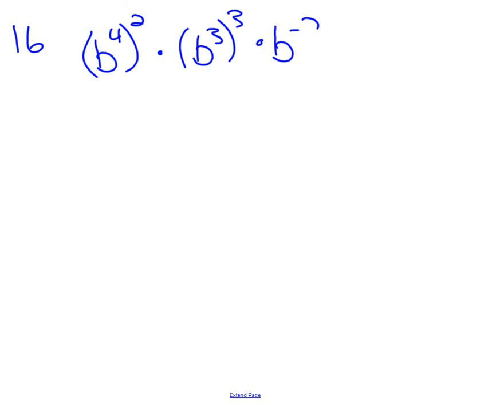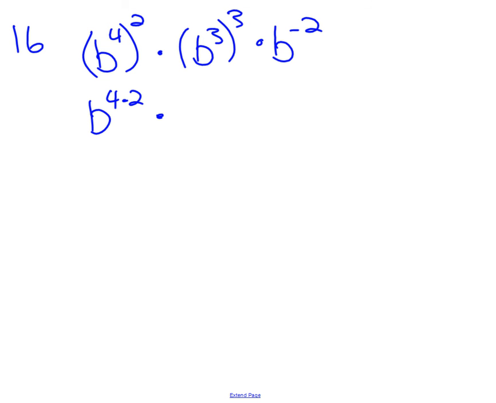So we have the culmination of all of this mess. So we have b to the fourth squared times b to the third cubed times b to the negative second. Okay, that's cool. So we work out each of these individually. So what would b to the fourth squared? How would we rewrite that? Or which rule is that? 1, 2, or 3? 2. So if we have an exponent raised to another exponent, what do we do with them? We multiply them. So this is going to be b to the 4 times 2.